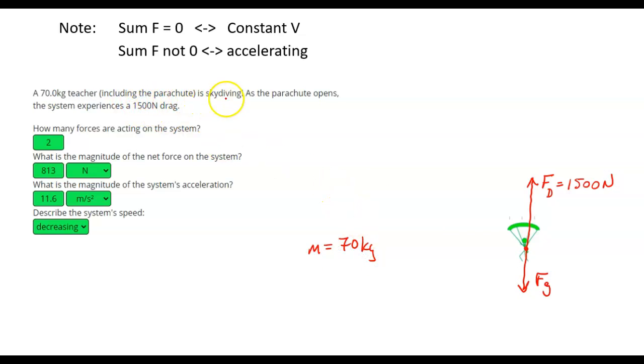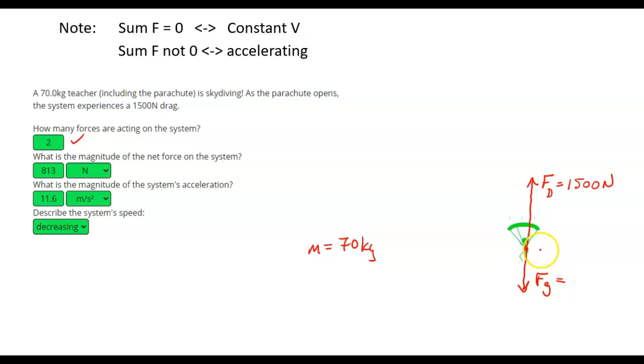A 70 kilogram teacher is skydiving, including the parachute. So that's the teacher and the parachute together are 70 kilograms of mass. The system experiences 1,500 newtons of drag force. How many forces are acting on the system? Well, gravity down, drag up, that's 2 forces. What is the magnitude of the net force? Okay, well, we don't have an acceleration, so we can't compute it by using F net equals ma. So the way to figure out the net force is we have to figure out what this gravitational force is.